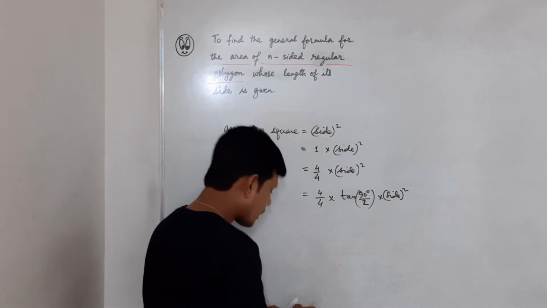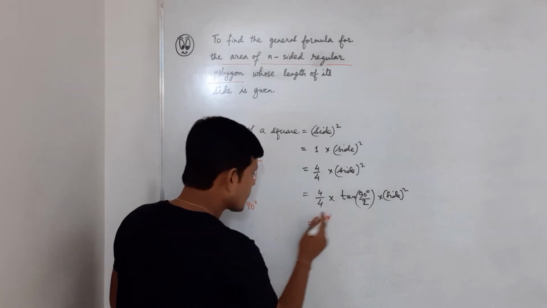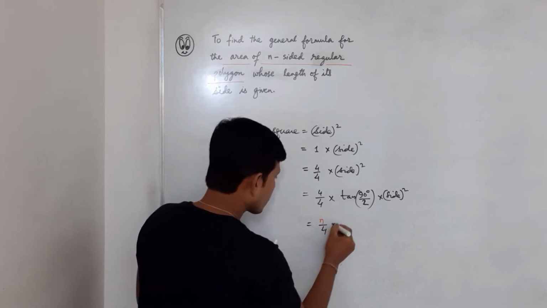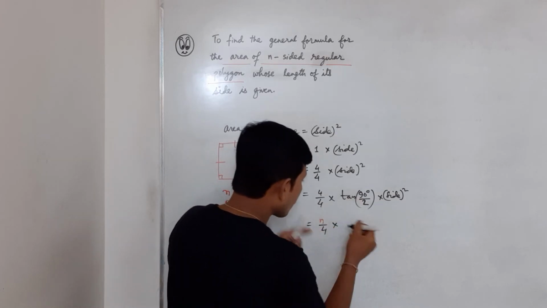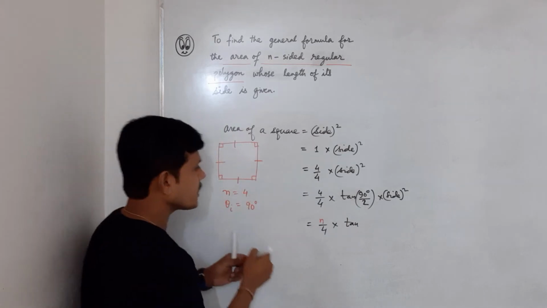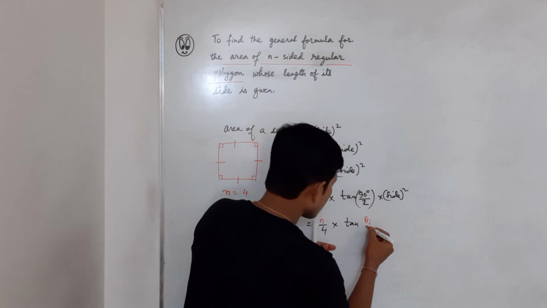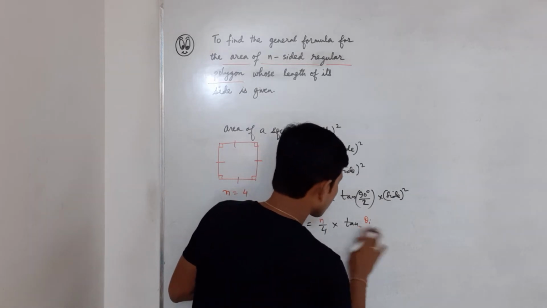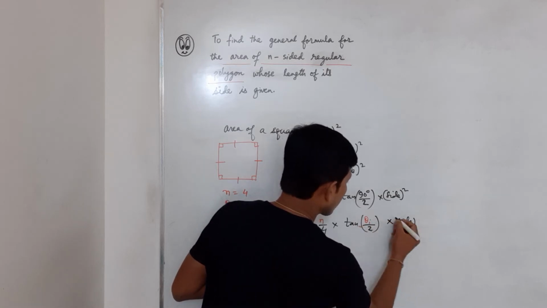So from here, as I said, this is the number of sides. Okay. Now this one is tan of, now what is this angle? 90 degree, each interior angle. Interior angle divided by 2. Just see. And this is side square.